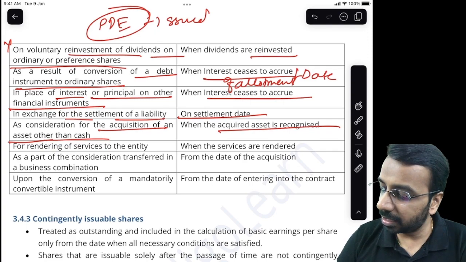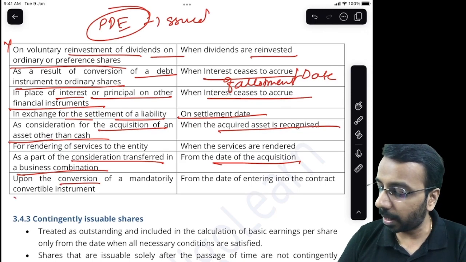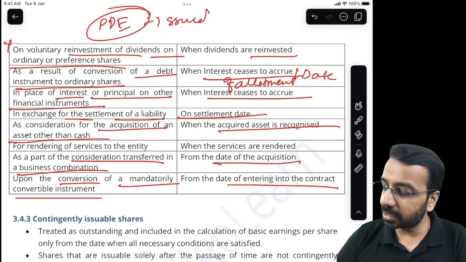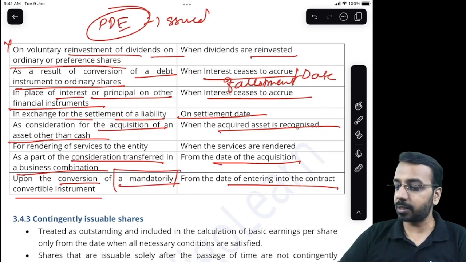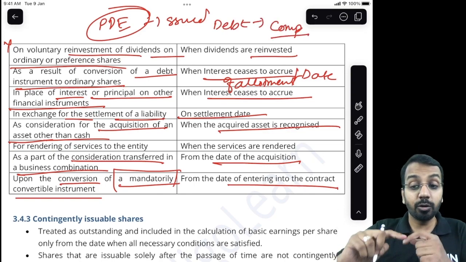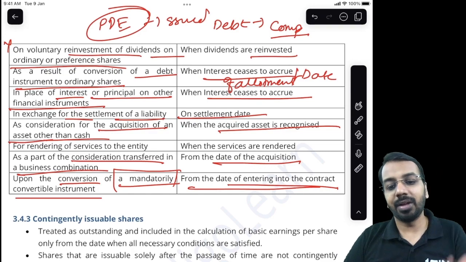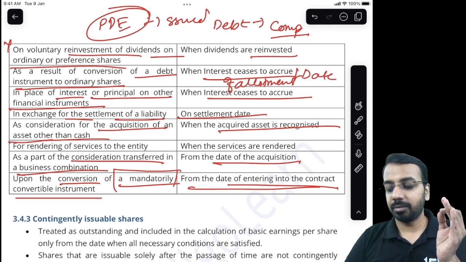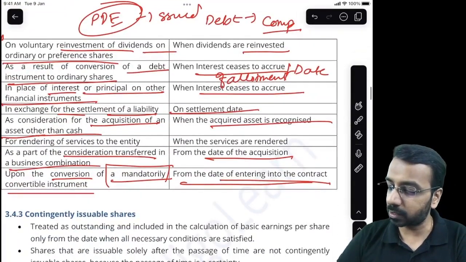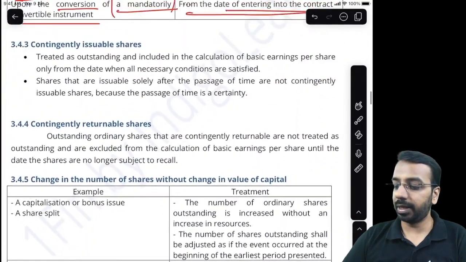Okay. Then if it is part of consideration of a business combination, from the date of acquisition, and if it is conversion of a mandatorily convertible instrument, from the date of entering into the contract. So when there is a mandatorily convertible instrument, which means I have issued debt and this will be compulsorily converted, I know from day one that this will be an equity instrument, and hence from the date of entering into the contract, I will consider it for calculating the weighted average number of shares outstanding. One thing you have to keep in mind, this keeps on coming up, bonus: if it is a bonus issue, there is no time weighting factor. You will not calculate the weighted average.